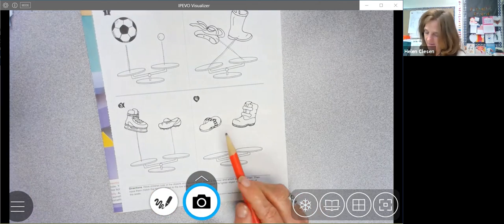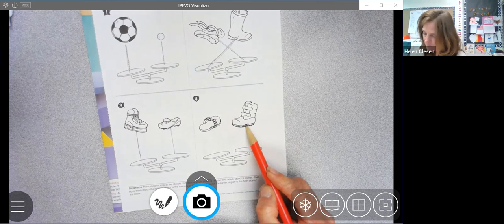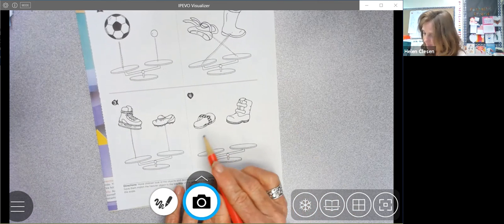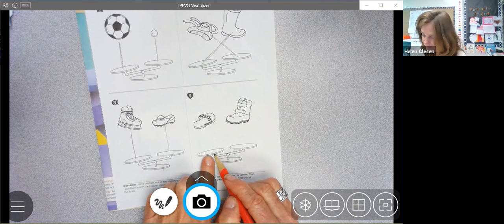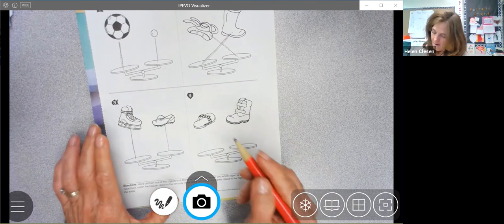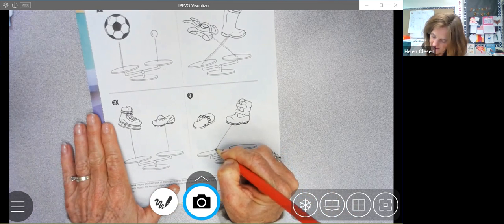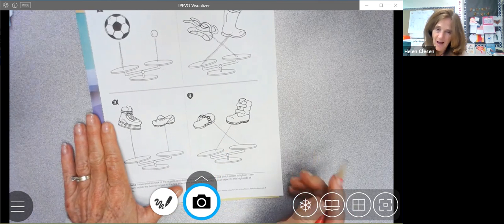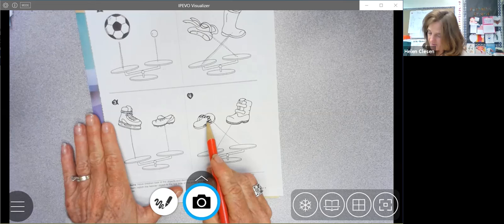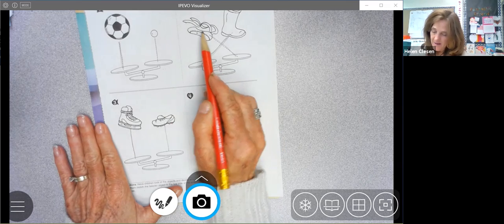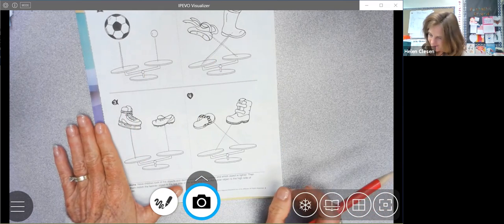Here's 2 more objects. I have a flip-flop and a boot that I would wear to the snow, it looks like. So here's my balance scale. This balance scale is pushing down here because it is heavier. This part of the scale is pushing up. So if I were to put these on a scale, I would say this boot is heavier. It's going to push the scale down. And the lighter object is going to go up. Heavier, lighter. Good job, my friends.